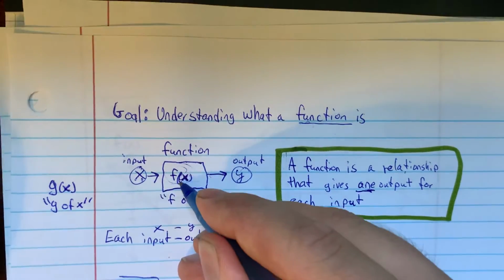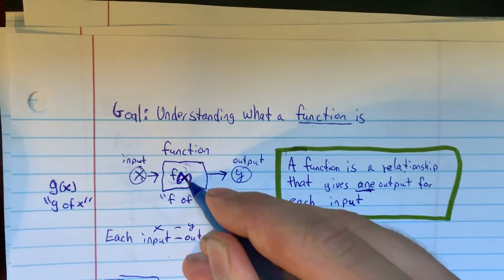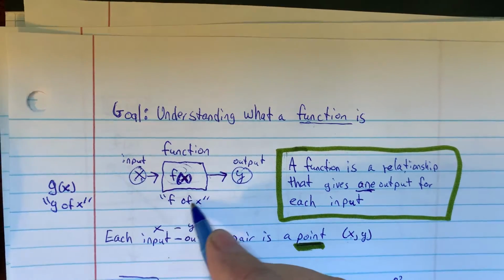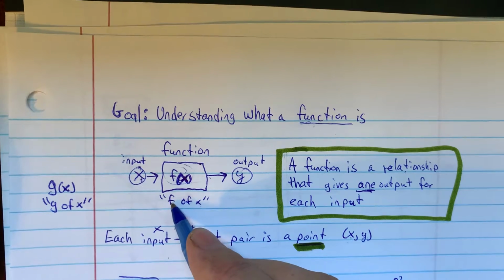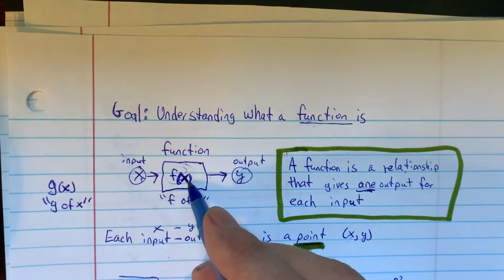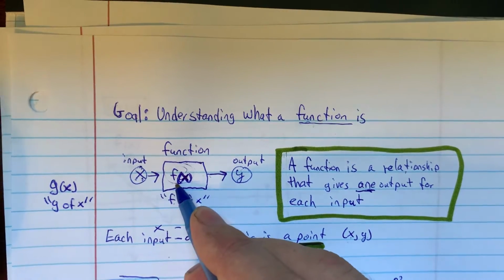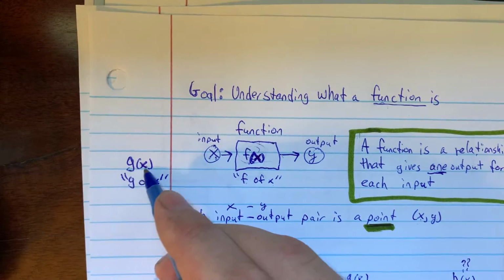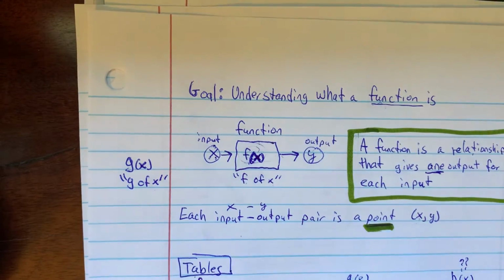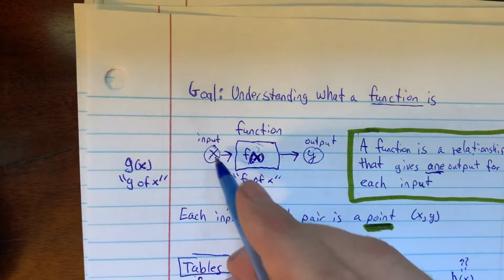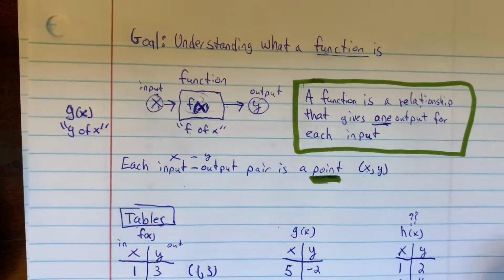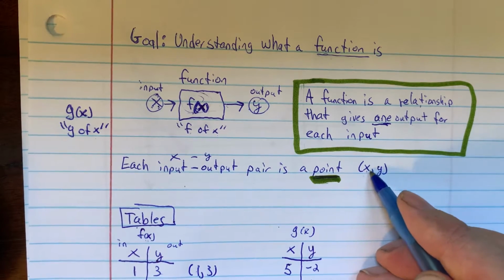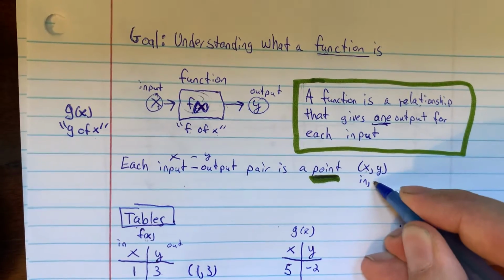The way we read this, you may have noticed there is an f with an x in parentheses. And we read this not as f parentheses x, we read it as f of x. F stands for a function, and we read it as a function of x. We don't have to use the letter f, even though we'll still be talking about functions. We could use g, and then this would be read as g of x. Each input-output pair is a point, and we can write it as x comma y. This means an input comma an output.